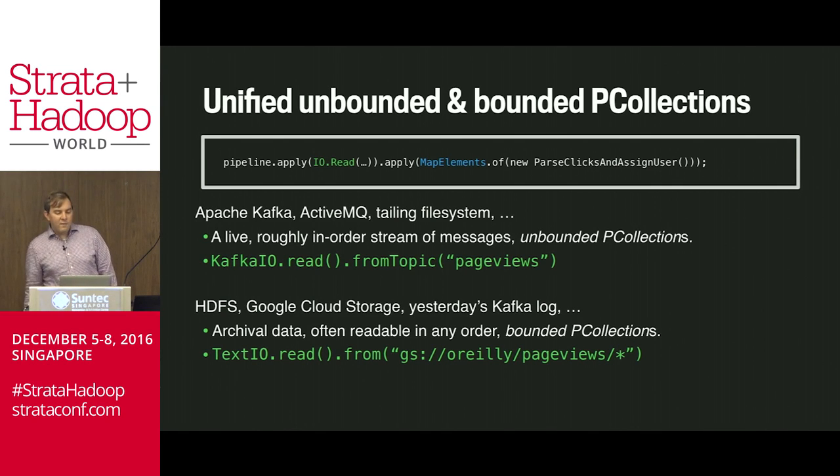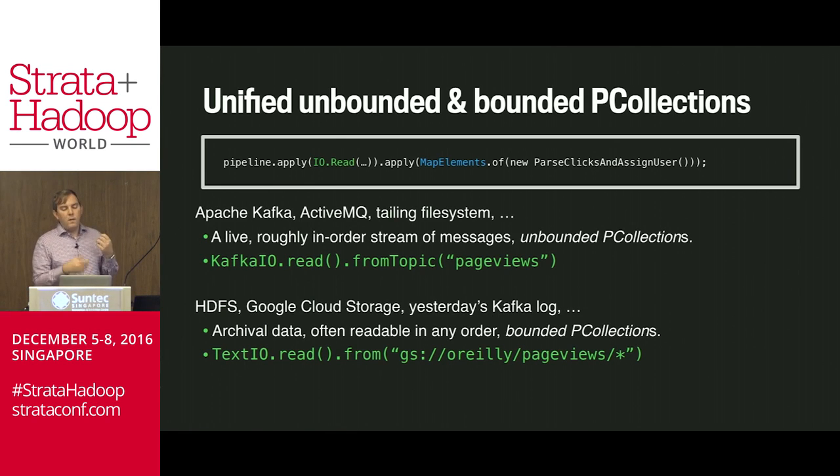There's probably some more configuration around what cluster I'm going to read from. On the other hand, if I've got these messages archived, maybe I'm reading Kafka's offset ranges from yesterday, or maybe I have files in a distributed file system like HDFS. Well, now this is archival data. I can read it in any order, and this is necessarily bounded. I've decided I want to read yesterday's data. This is a finite period of time. And it might look like that. Just by changing the semantics of those read transforms, now I have, in almost no code, made this completely unified between bounded and unbounded.